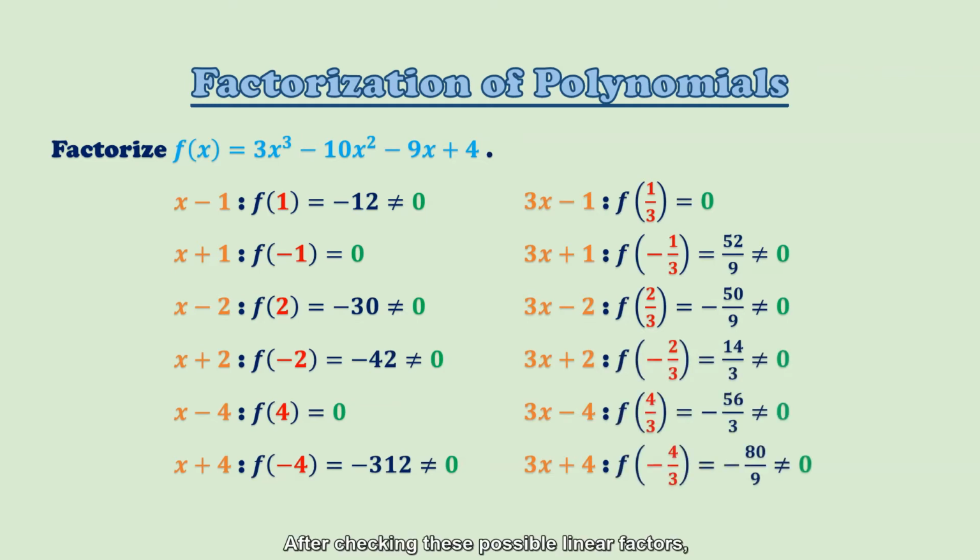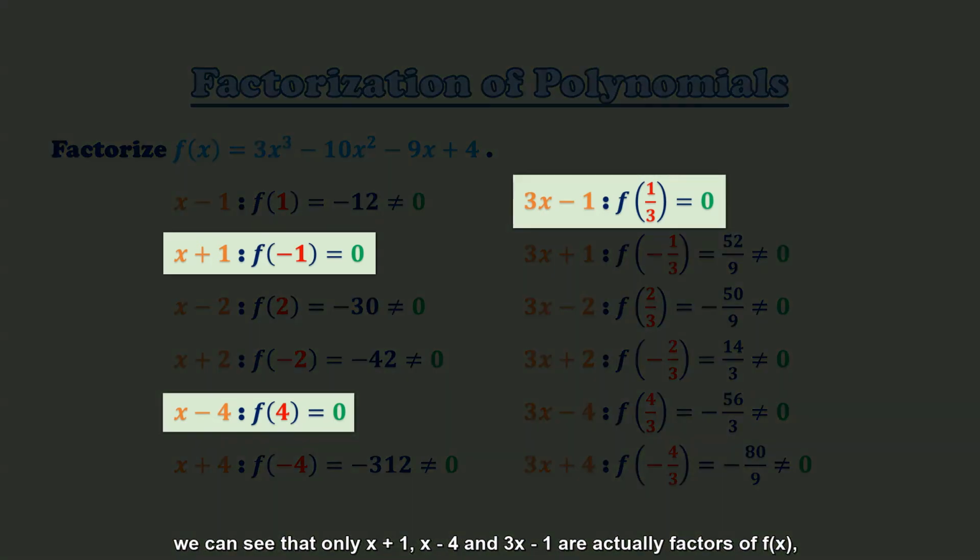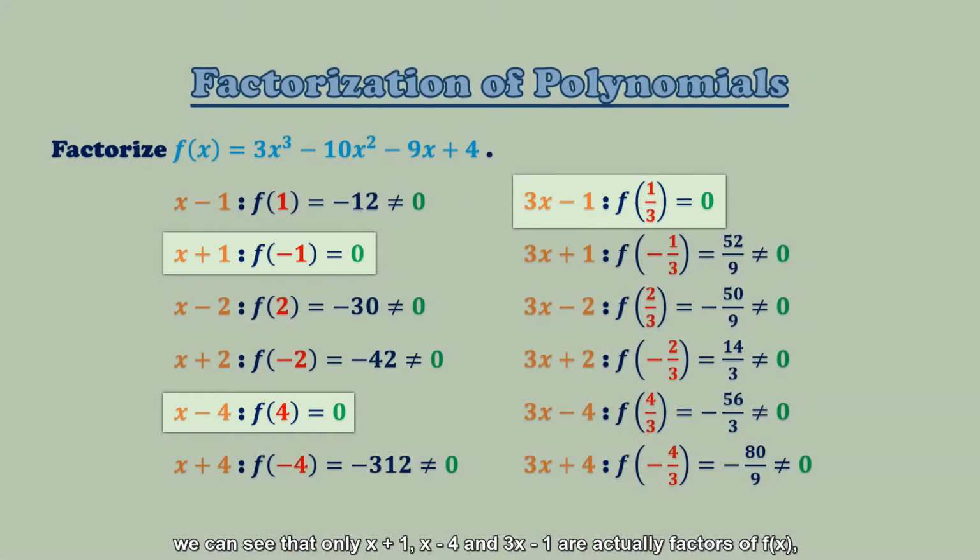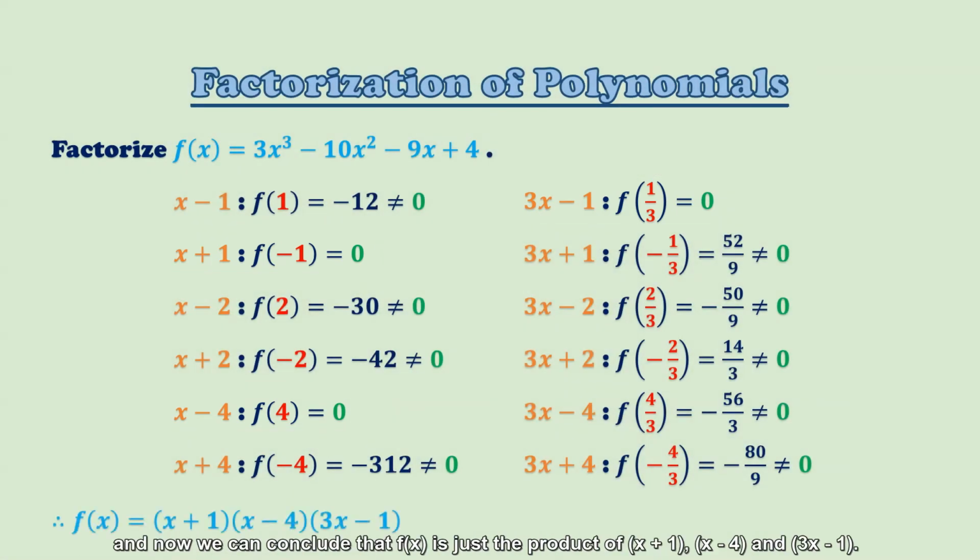After checking these possible linear factors, we can see that only x plus 1, x minus 4, and 3x minus 1 are actually factors of f(x). And now we can conclude that f(x) is just the product of x plus 1, x minus 4, and 3x minus 1. This is how we can factorize f(x) by finding all the linear factors.